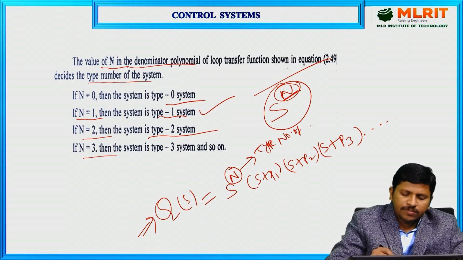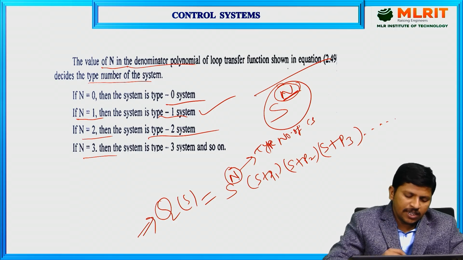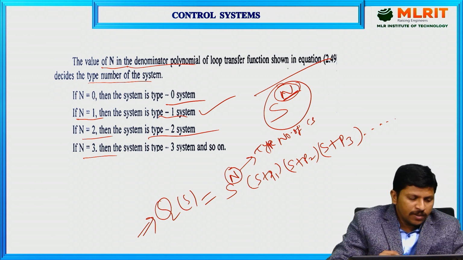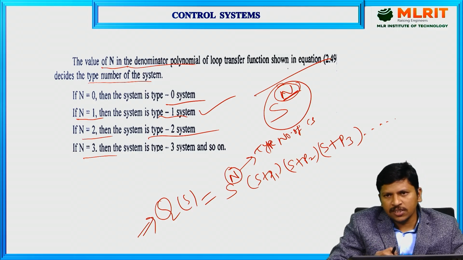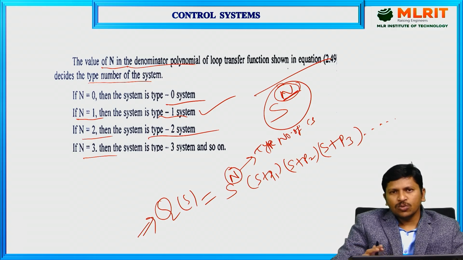In place of n, it indicates the type number of the control system. If you substitute n equals 0, the system is a type 0 system; n equals 1, a type 1 system; n equals 2, a type 2 system. Like that, we observe type 0, type 1, type 2, type 3 systems and so on. We decide the type number, 0 or 1 or 2 or 3, based on the number of poles present at the origin only.